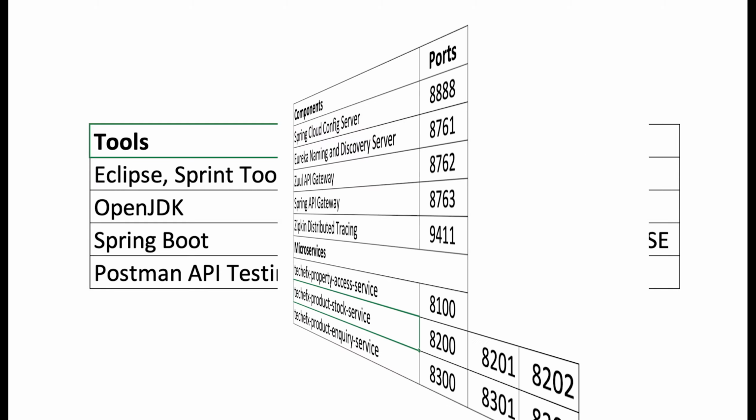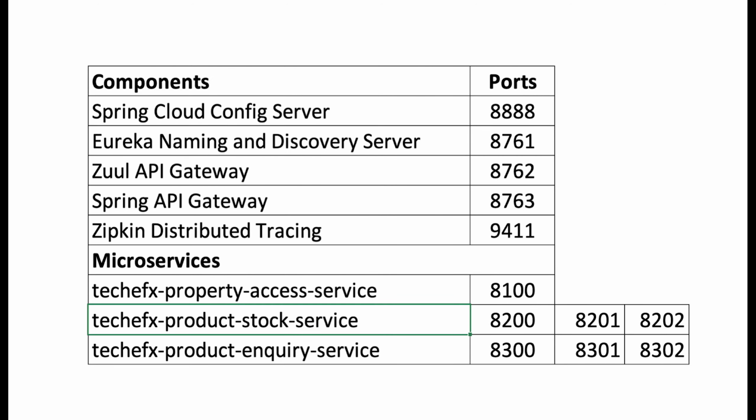Here are the port details used by our components. I'm going to use port 8888 for Spring Cloud Config Server. I'm going to use the default port 8761 for Eureka Discovery Server. For Zuul API Gateway Service, I'll use port 8762. Likewise, for Spring Cloud Gateway Server, I'll be using port 8763. For Zipkin, I'm going to use the default port 9411.